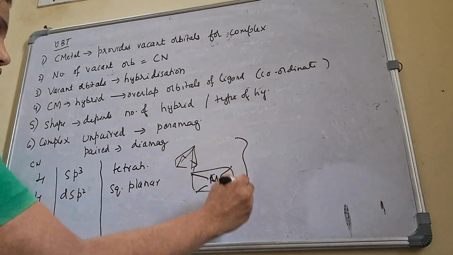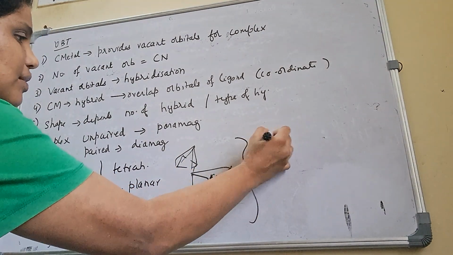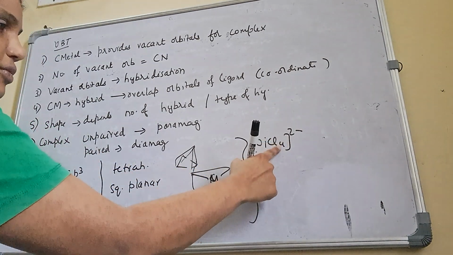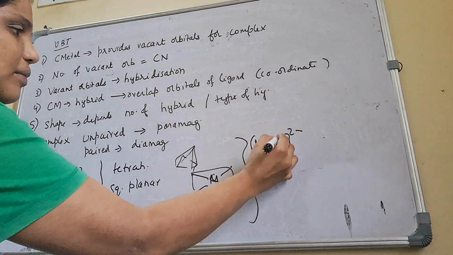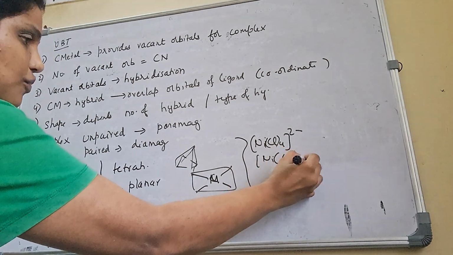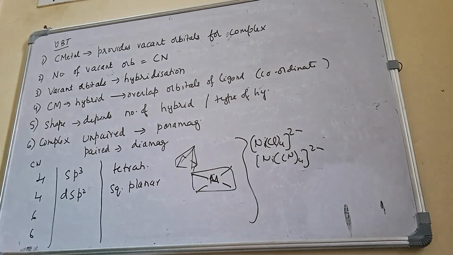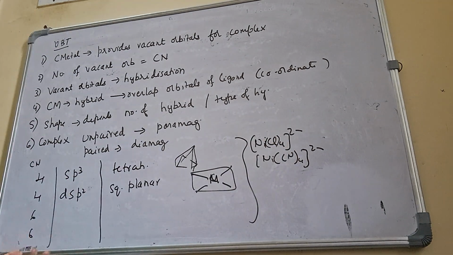Now examples if you want, and you don't have to remember this. This is NiCl4 2 minus. You see coordination number 4. You have to write it in brackets anyways. And this is Ni(CN)4 2 minus. This is Cl and this is CN. Now we will understand why this is square planar and tetrahedral in a while.